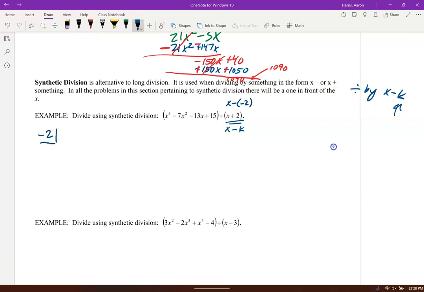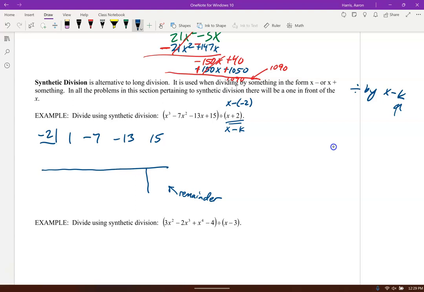Okay? So identify my k first. Now I'm going to put the coefficients of my dividend next. So my dividend has a 1, a negative 7, negative 13, and 15. Now, if I'm missing a term, like for example, if there's no x squared there, make sure you put a 0 in. Okay? And then what I like to do is put a line right here and a line right there. This will be my remainder right there.